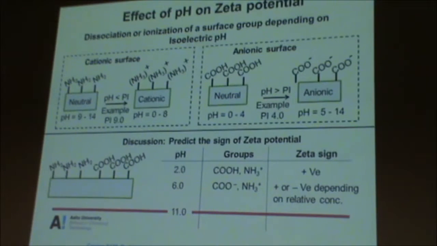Okay, 11. I'll go through this faster. Okay, I know I'm boring you guys. 11, you will place it here. There is no charge coming from the amino group, and you have negative charges coming from the carboxyl group. So you will get a negative zeta potential.